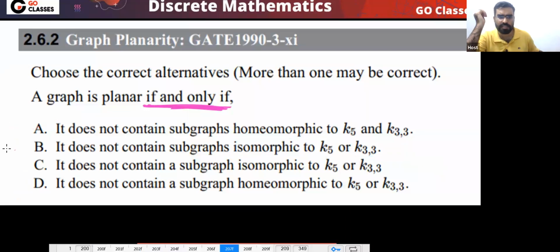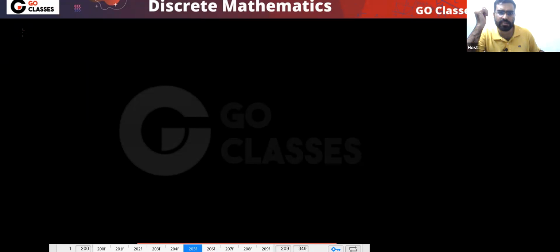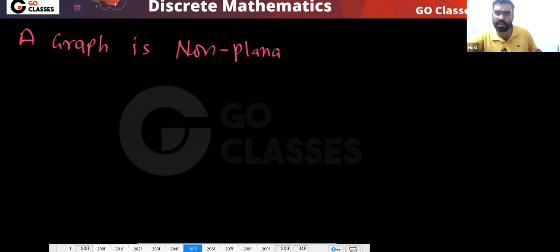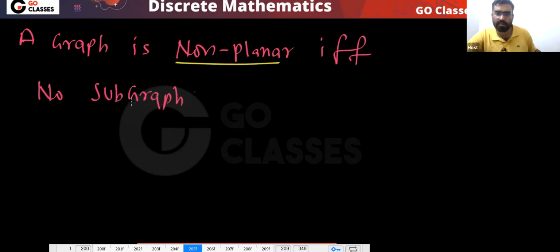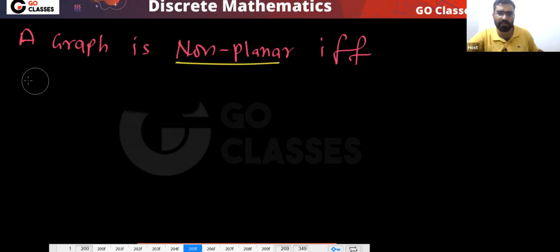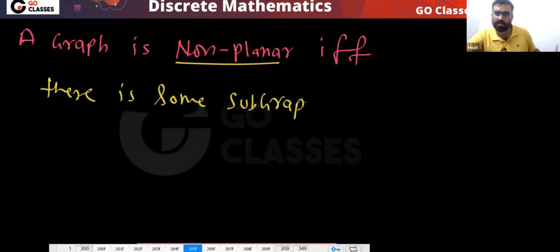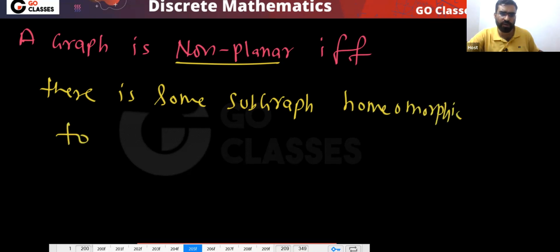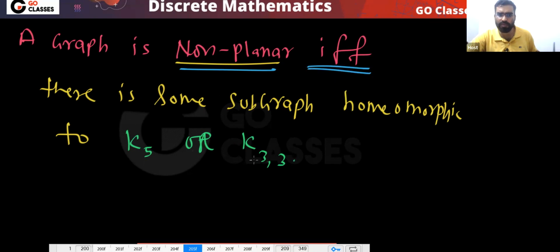Okay, actually, let's come back to this question. I think some confusion is there. This statement we know: a graph is non-planar if and only if there is some subgraph homeomorphic to K5 or K33. Yes, this statement is correct.